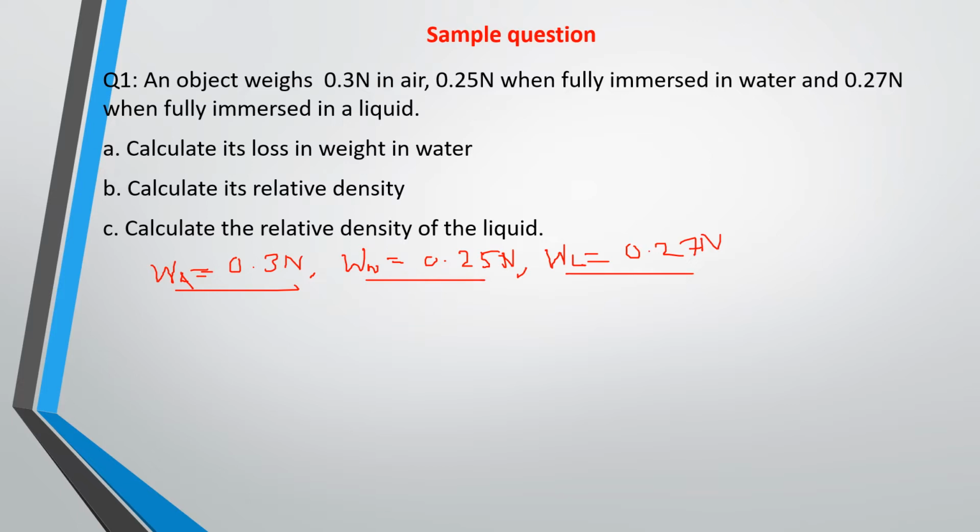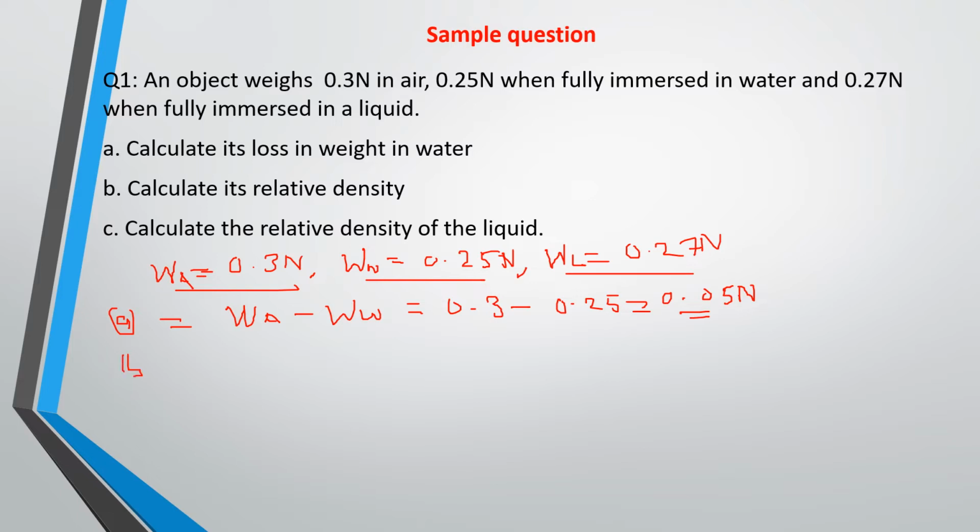Is that okay? So the upthrust on this object now is the apparent loss in weight. So for the first part of the question, the loss in weight of the object is equal to weight in air minus weight in water. Okay, and this is the upthrust on the object. So this is equal to 0.3 minus 0.25 Newton, and when you do that subtraction, you are going to have 0.05 Newton. Okay, so this is the loss in weight of the object.